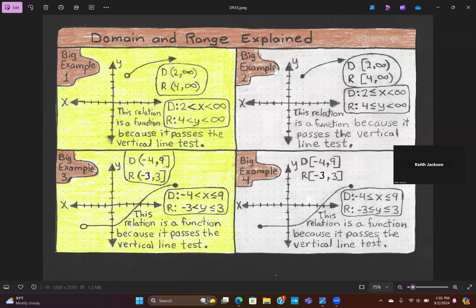It starts at 4 and it moves up to positive infinity, but we have that bracket at 4 because we have that closed dot, and it goes up to positive infinity, which means that we have to use a parenthesis right here on the right side.